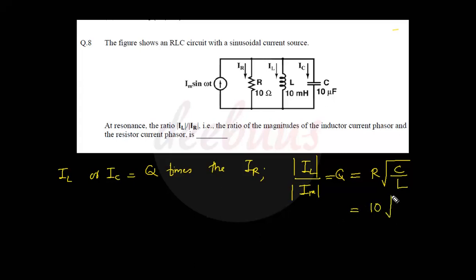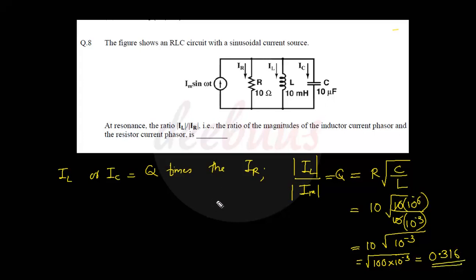R equal to 10 ohm, C equal to 10 microfarad, L equal to 10 millihenry. 10 into 10 cancel, so 10 raised to minus 6, okay, so that is 10 raised to minus 3. I am using the 10 ohm inside the square bracket. That turns out to be 100 into 10 raised to minus 3, so that is root of 0.1, equal to 0.316. So the answer is 0.316.